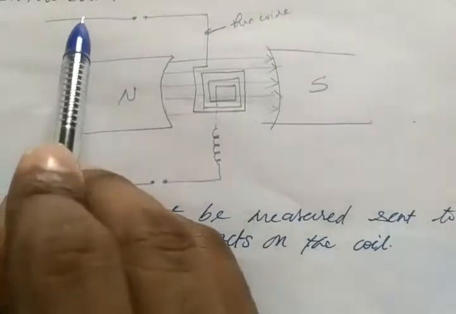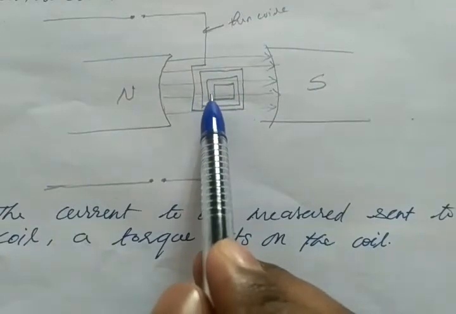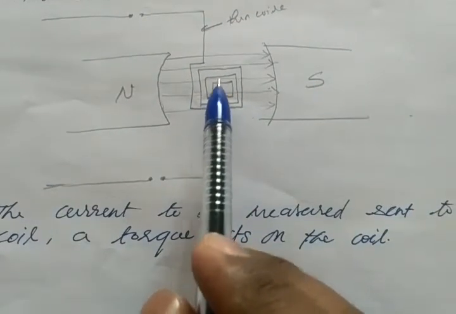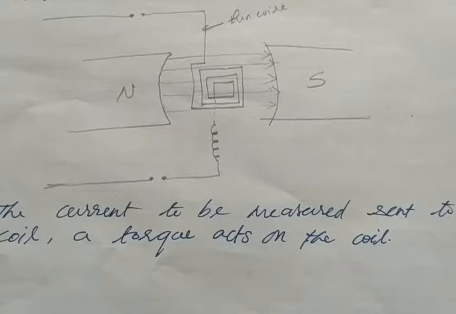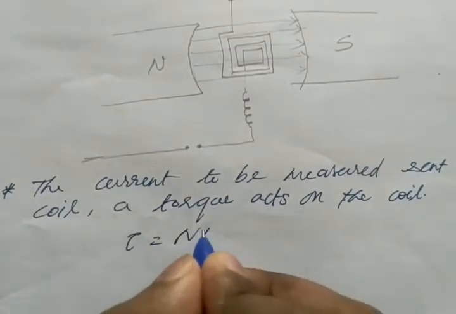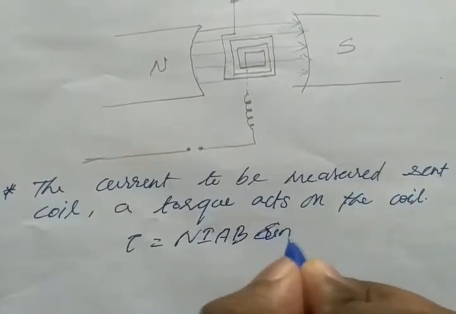So here we give some current. Because of that current which is given to this coil, a torque will act on this coil. So due to this torque, the coil will start to rotate. It starts to twist. So what is the formula for torque? Tau equal to N I A B sin theta.